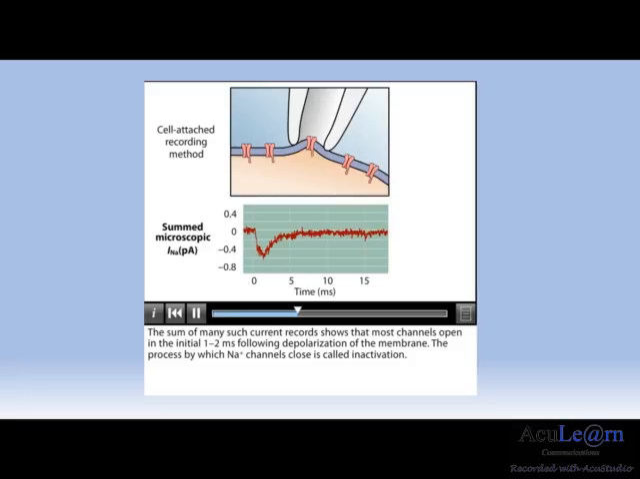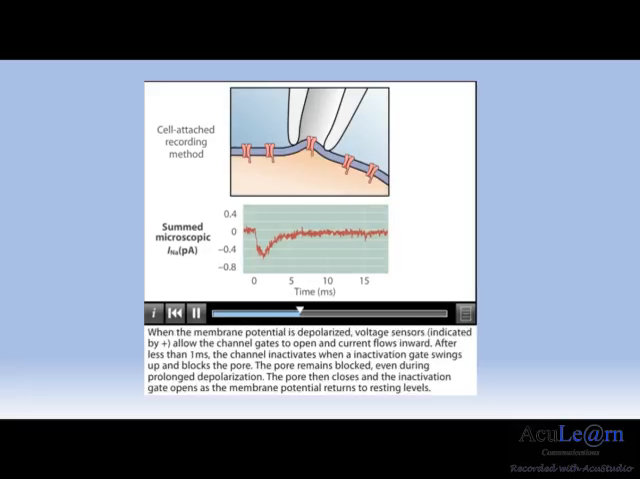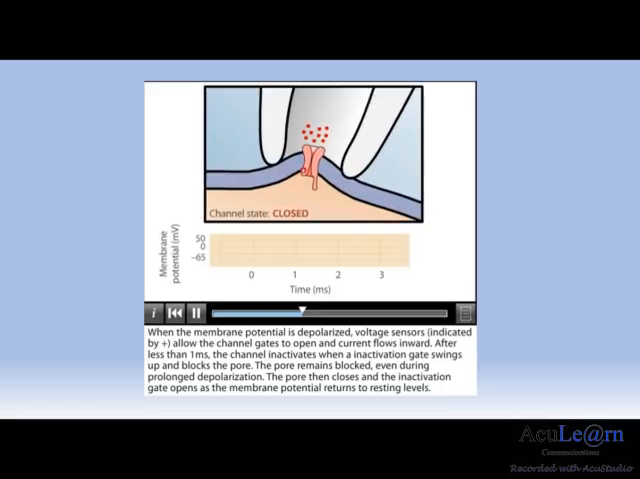The process by which sodium channels close is called inactivation. When the membrane potential is depolarized, voltage sensors, indicated by the plus symbol, allow the channel gates to open and current flows inward. After less than 1 millisecond, the channel inactivates when an inactivation gate swings up and blocks the pore. The pore remains blocked, even during prolonged depolarization. The pore then closes and the inactivation gate opens as the membrane potential returns to resting levels.